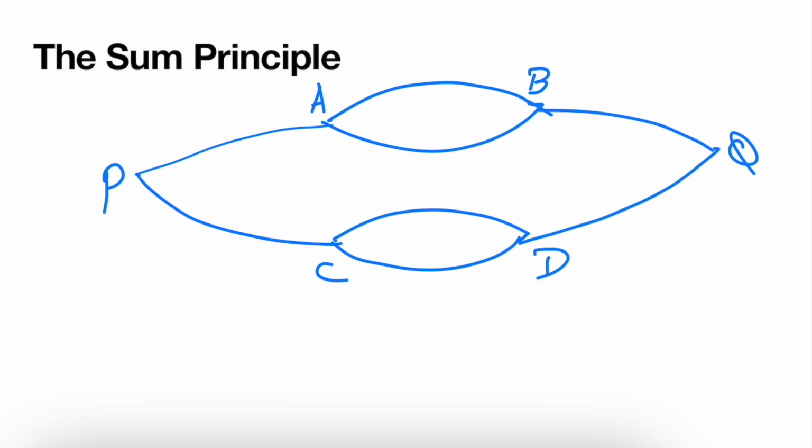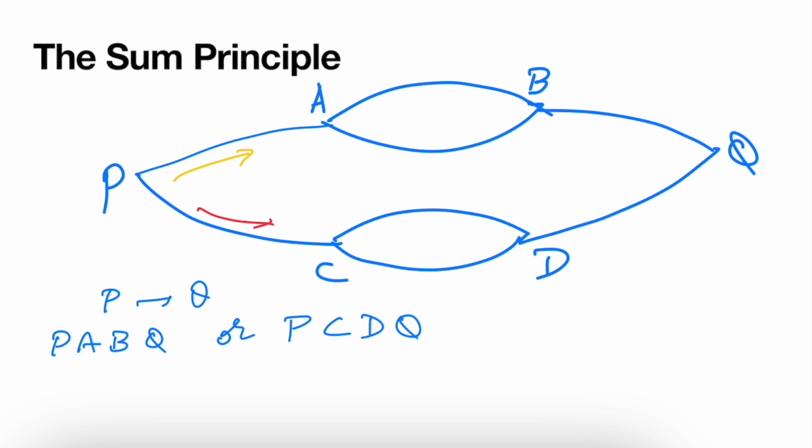What is the sum principle? So if you see this example, how many ways are there to reach from P to Q? This is not as simple as the previous one, because you see that there are 2 different ways to get from P to Q. One is from P A B Q, the other one is from P C D Q. So to reach from P to Q, you can either take P A B Q, or you can also take P C D Q.